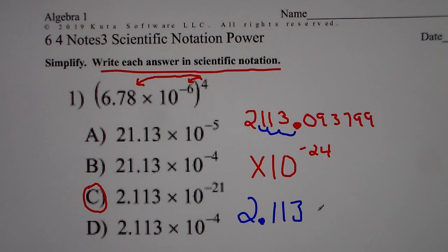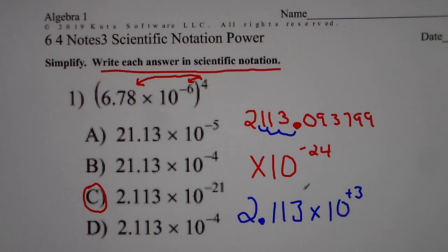2.113. The reason why I do this is because scientific notation requires only one number to the left of the decimal place. So that's why I did it. Now to accommodate that, I have to do times 10. And since I moved it to the left 3 times, I need to add 3.